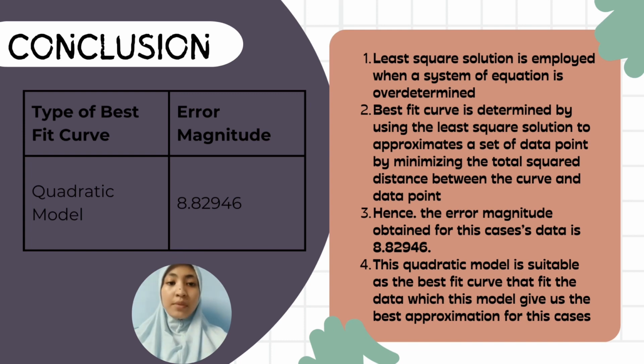Hence, the error magnitude that we obtain for this data is 8.82946. So, we can conclude that this quadratic model is suitable as the best fit curve for the data in our cases, as this model gives us the best approximation for these cases.